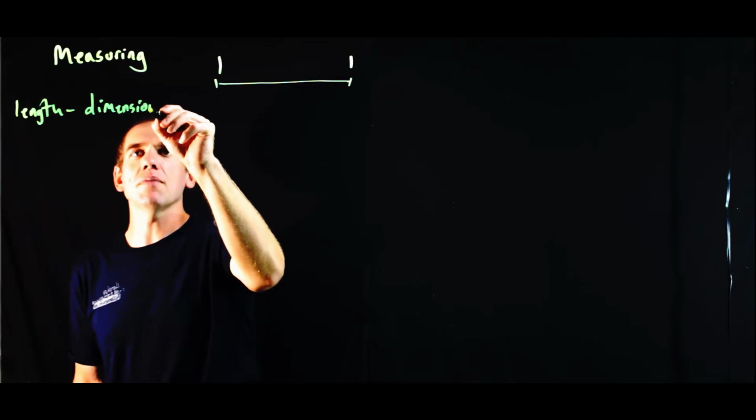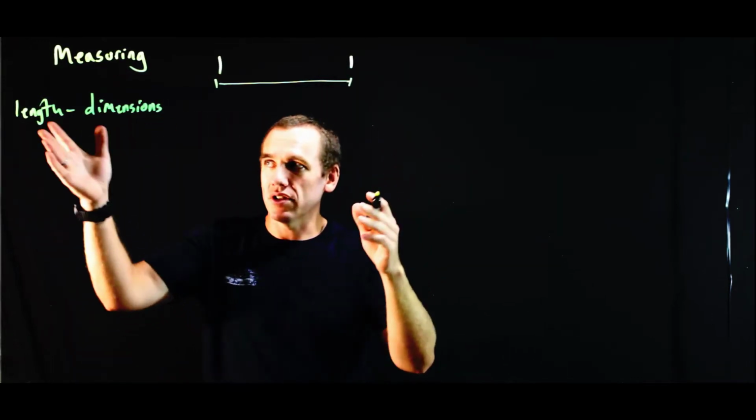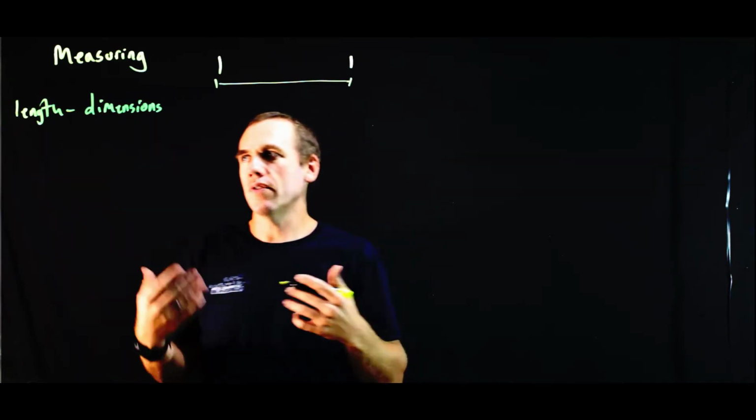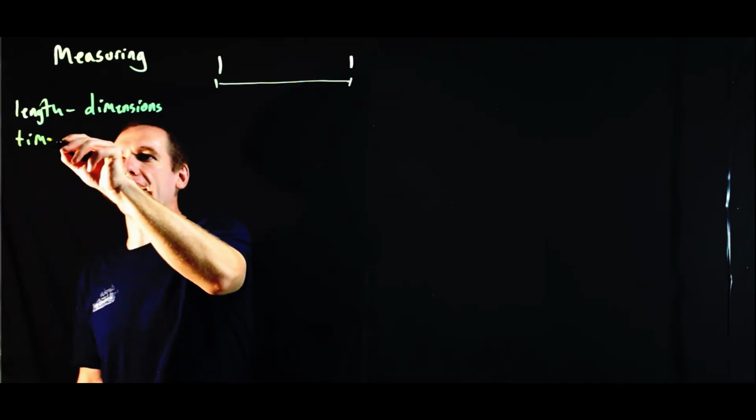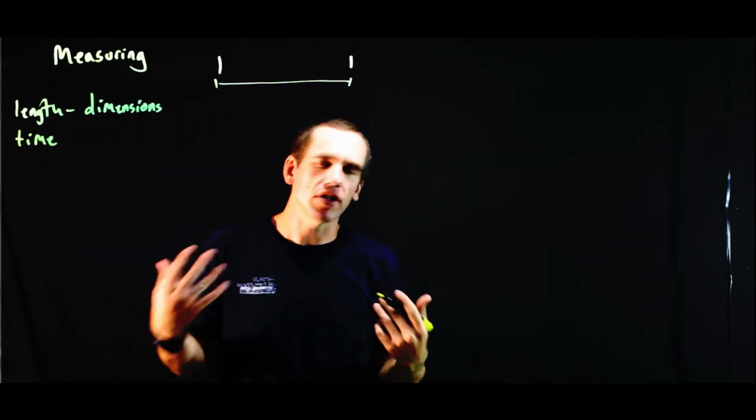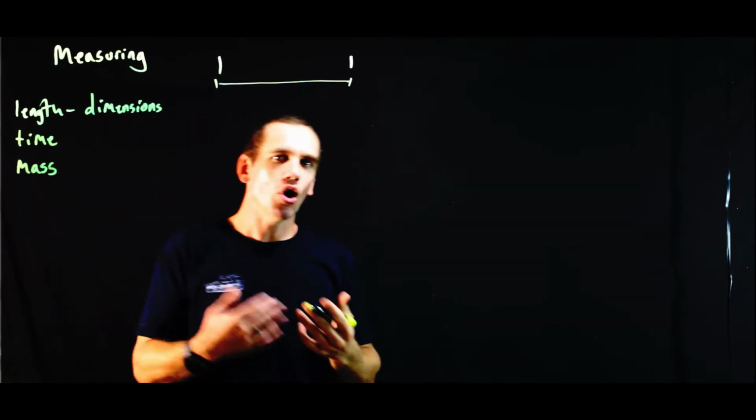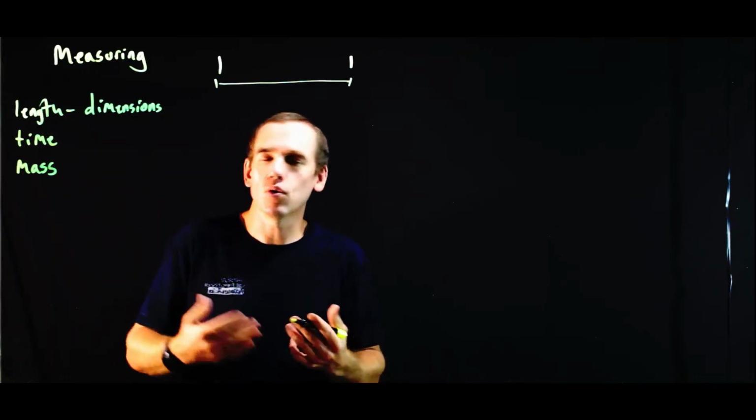And so there are different dimensions that we can measure. We can measure how far apart things are, length, but we can also measure how much time it takes for two events to occur. And so another dimension that we have is time. Or we could measure how much matter is in something, and that's a dimension of mass. Or we could measure how much charge is in something. That's a dimension of charge. We use the unit of Coulomb.